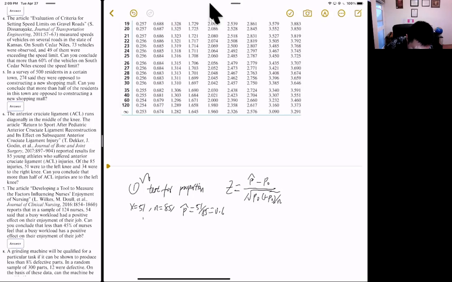And then we set up H0 and H1. Okay. So again, how to set up H1 is whatever comes after "can you conclude that" will be H1. So can you conclude that more than half of ACL injuries are to the left knee? So H1 will be P larger than 50%, 0.5. And then H0 will be P less or equal to 0.5.